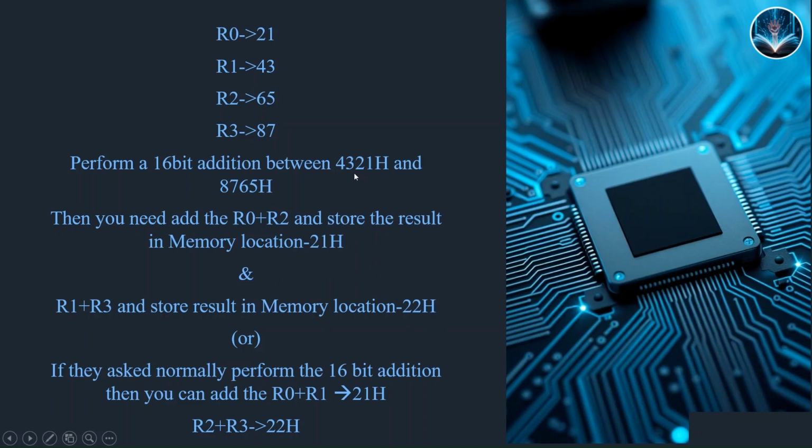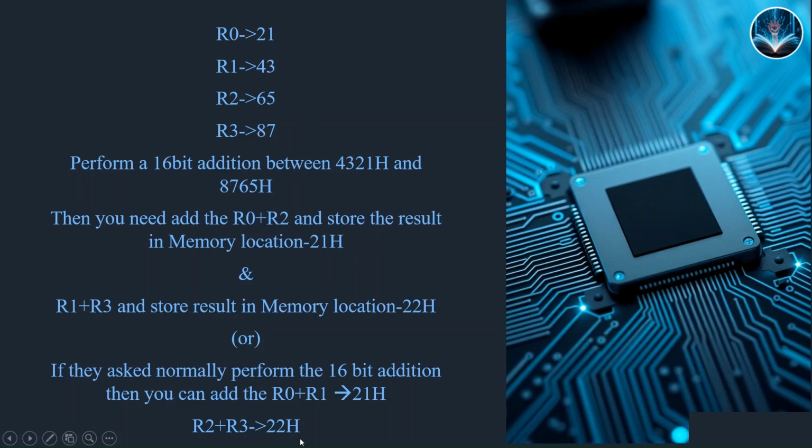For storing 1, 2, 3, 4, 5, 6, 7, 8, here I consider the 4 registers from the register bank: R0, R1, R2, R3. In some questions, they will not specify any such digits. At that time, you can proceed with a normal 16-bit addition by breaking them into two 8 bits. You can add 1, 2, 3, 4 and store the result in 21H, and then add 5, 6, 7, 8 and store the result in 22H.